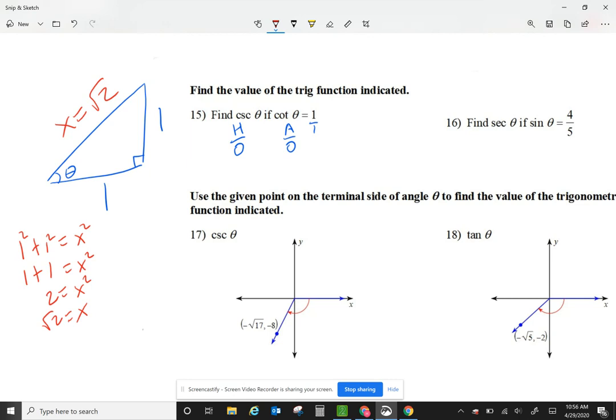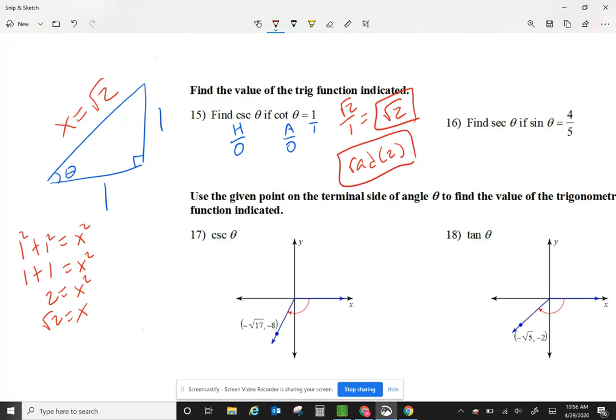Okay, so now for cosecant, I'm just going to say is hypotenuse over opposite. I'm just going to say radical 2 over 1, which is just radical 2. How am I going to type this? Radical 2.